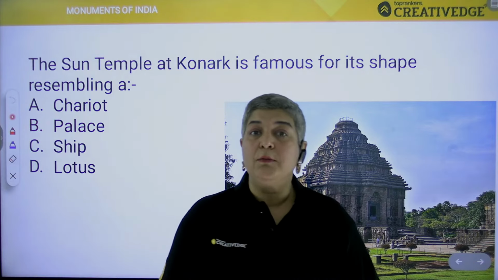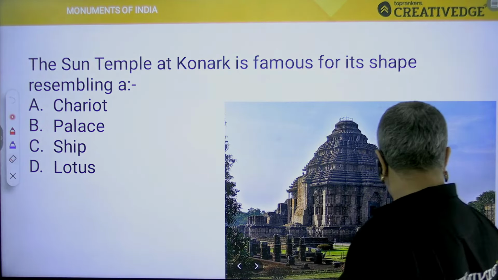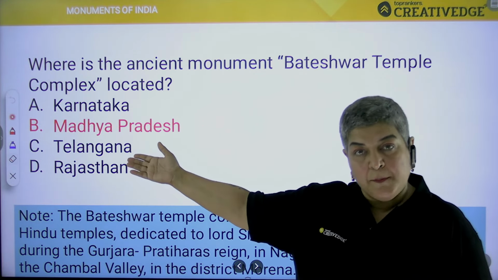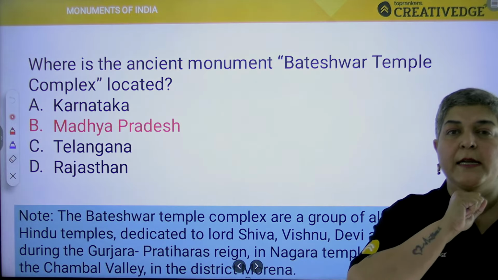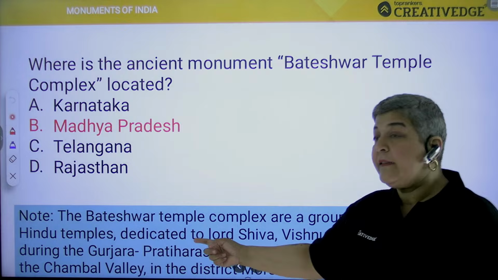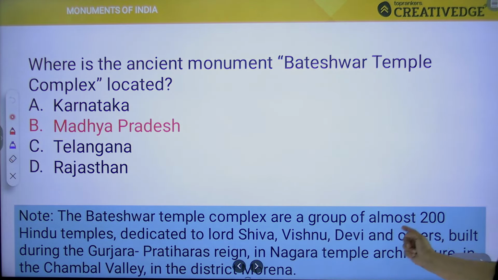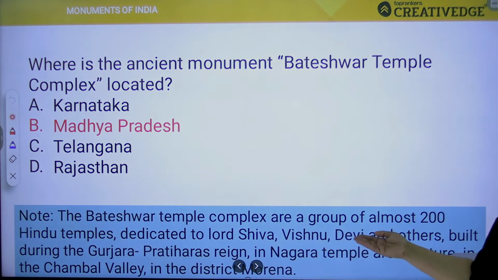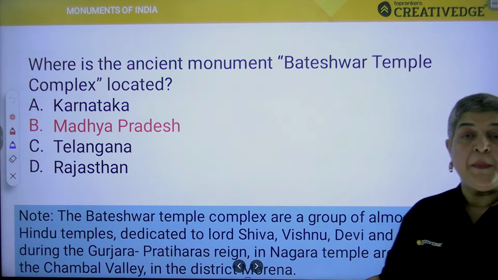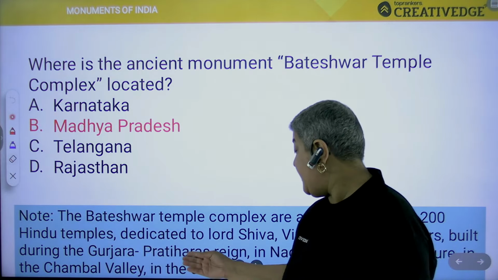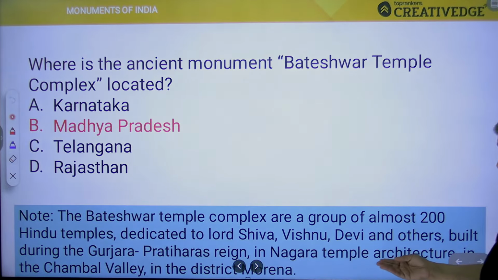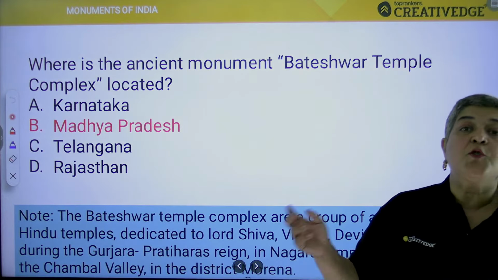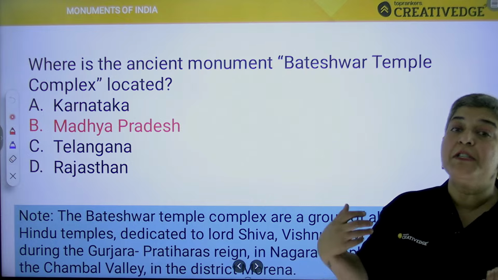The correct answer to this is that the Bateshwar Temple Complex is situated in Madhya Pradesh. A little bit of info that I would like to give you related to this is that they are a group of almost 200 Hindu temples. All right, they are all dedicated to Lord Shiva, Vishnu, Devi, and various other gods. They were built during the Gurjara-Pratihara reign in the Nagara temple architecture in the Chambal Valley in the district of Morena. So all of these things are given here.